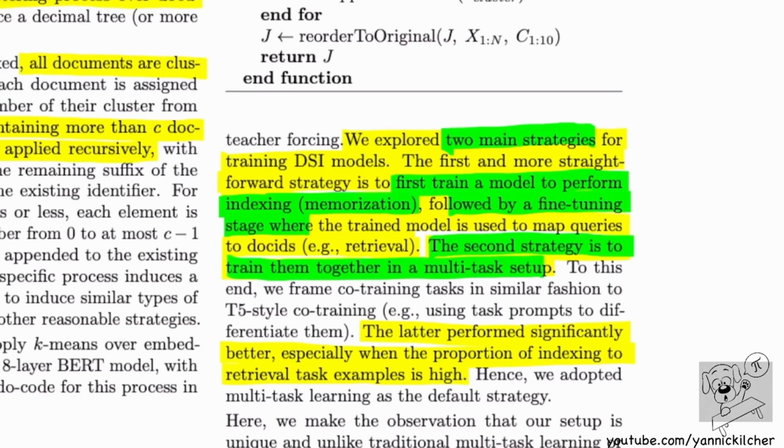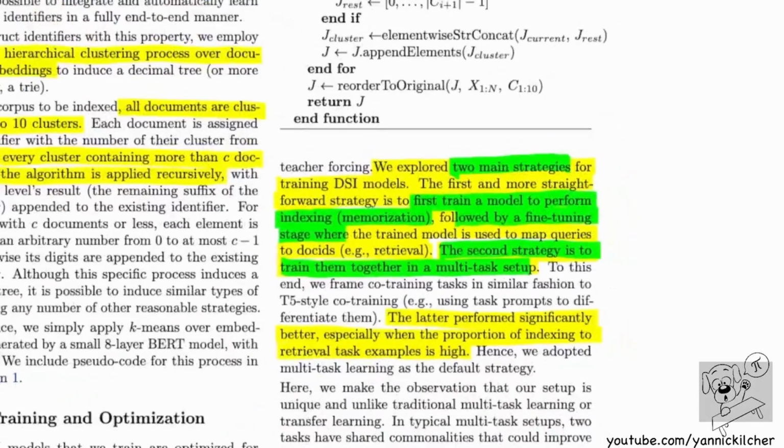That's exactly what we saw in the diagram. You feed documents and queries. For documents, you output their document ID. For queries, you output the corresponding document ID. And you have some ratio of how many indexing samples and how many query samples go in.